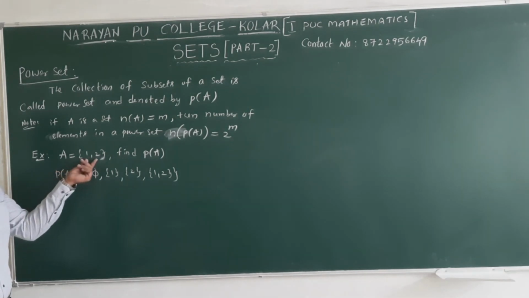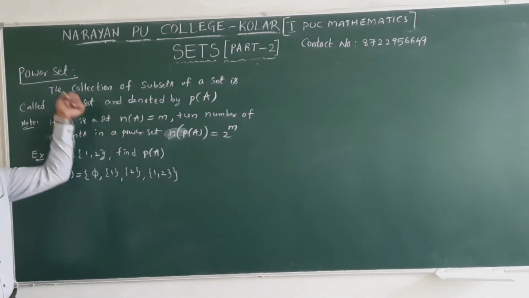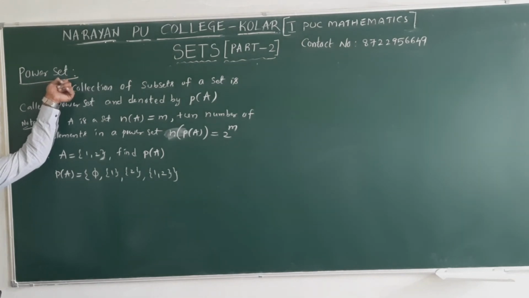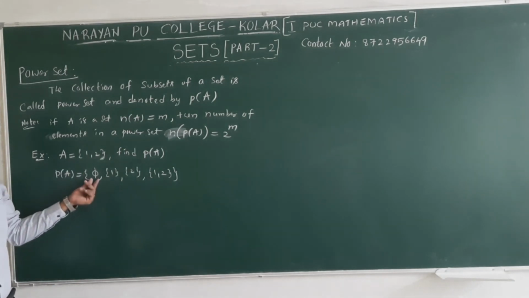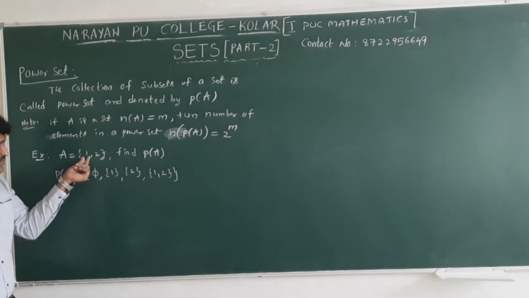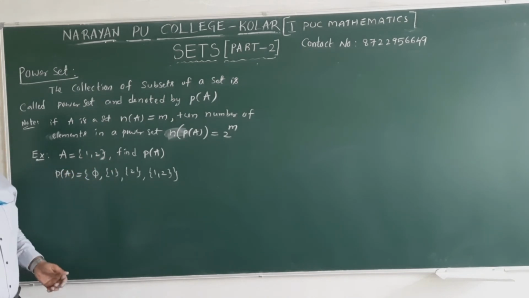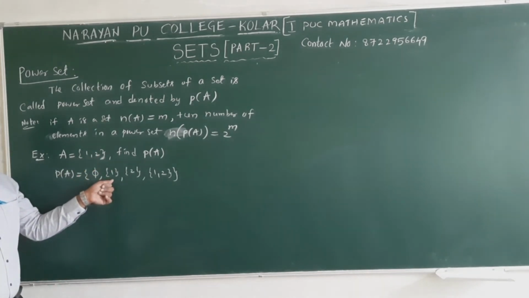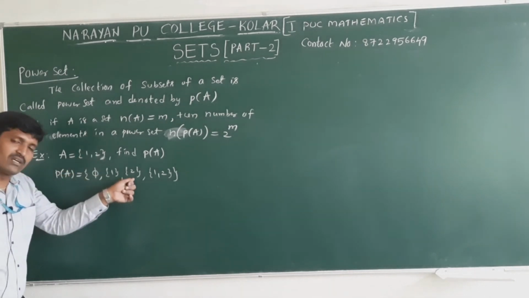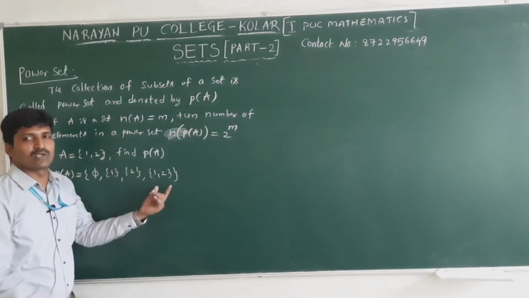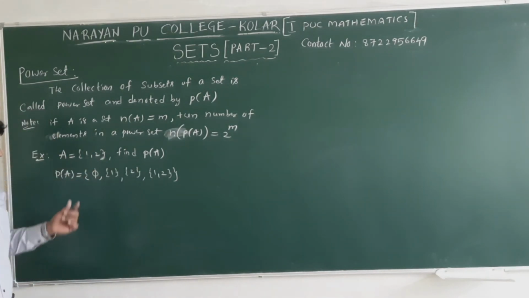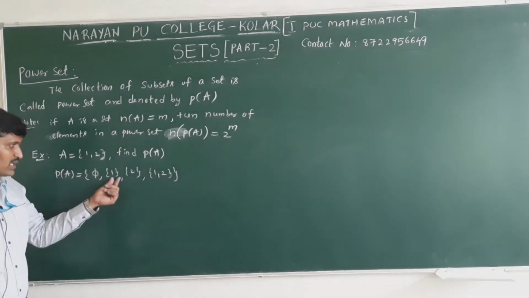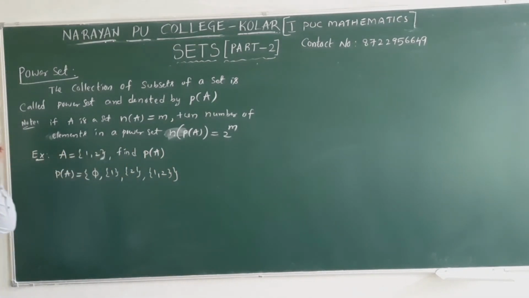A has elements 1 and 2. We need to find P of A. P of A means power set. Power set is nothing but the collection of subsets of a set. First of all, the empty set is a subset of every set. I can make this into single elements: only {1} is one subset. Only {2} is also one subset. I can take both {1, 2} also as one subset. Reason? Every set is a subset of itself. That's why the power set is empty set, {1}, {2}, {1, 2}. These are the possible subsets of a given set.